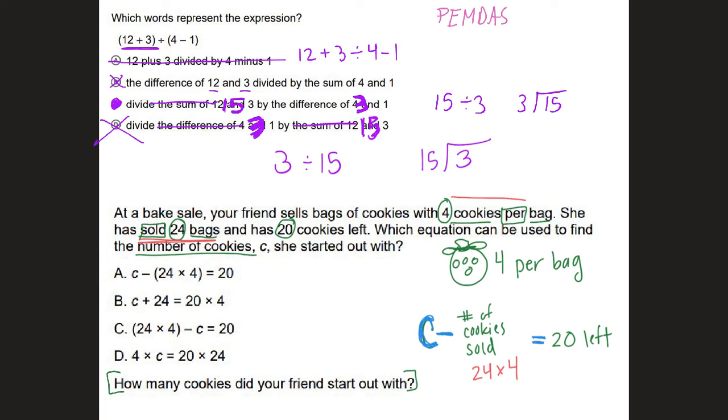Okay, 24 times 4. Let me bring everything down. I have the number of cookies I started with minus 24 bags, right? Times 4. That's how many cookies I sold, equals 20. In this problem, I wouldn't have to use the parentheses anyway because I will multiply first. However, in this problem, they do include it, and I will still get the same results.